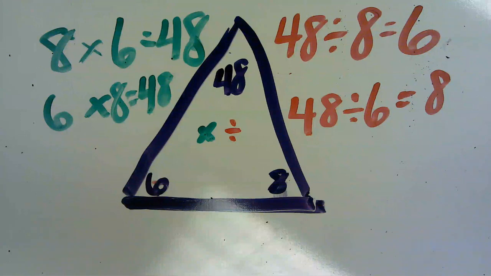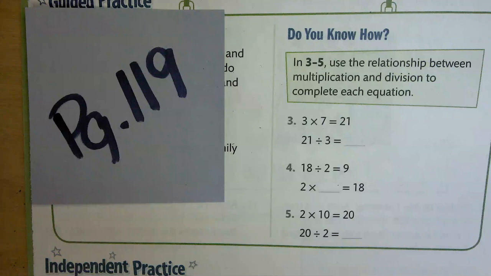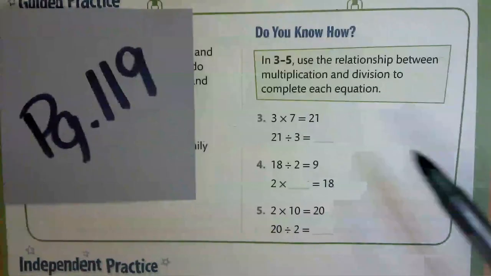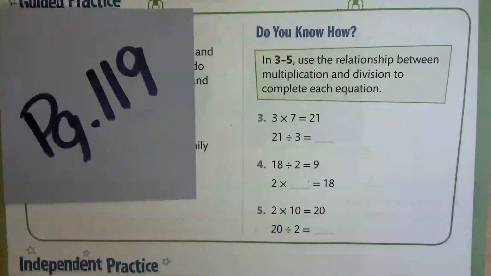All right, well, now let's go ahead and turn to page 119, and we'll look at our guided practice and independent practice together. All right, so here we are on page 119, and we're going to go ahead and take a look at problem number 3. Now, just like we were doing on my whiteboard, I can draw those same triangles. Sometimes those help us to visualize and see the fact families and the ways that they can work together.